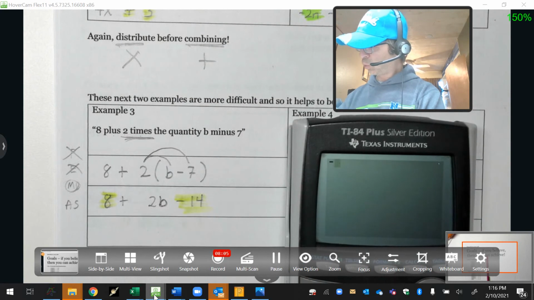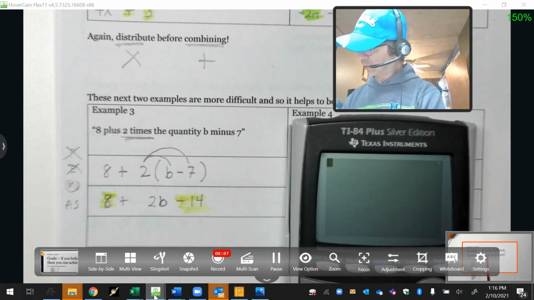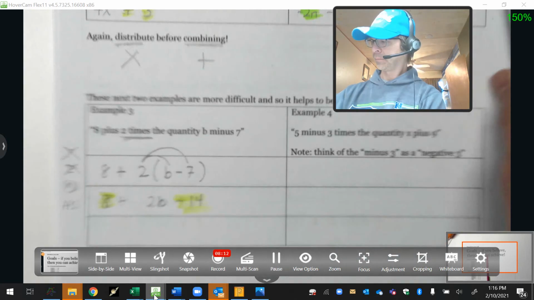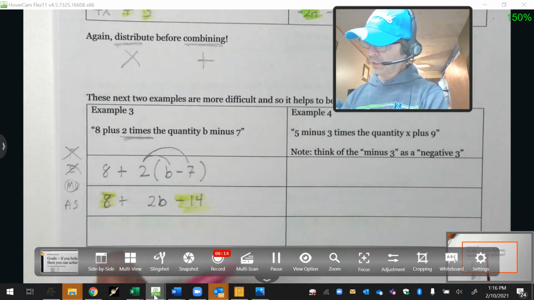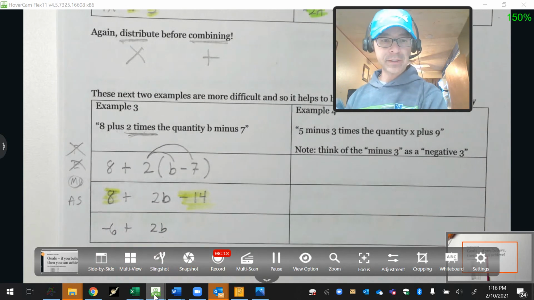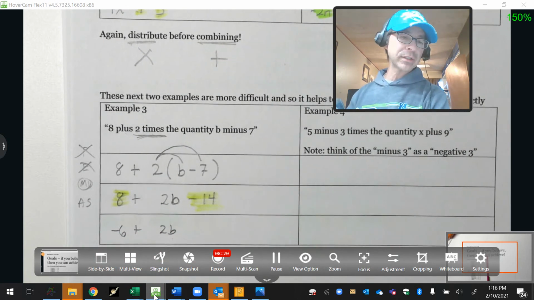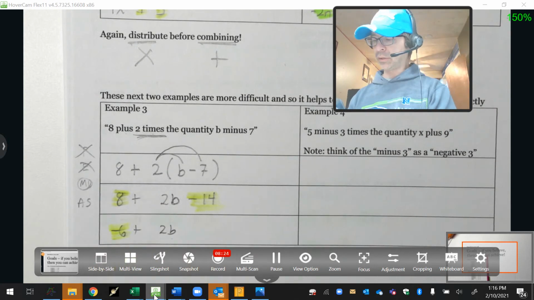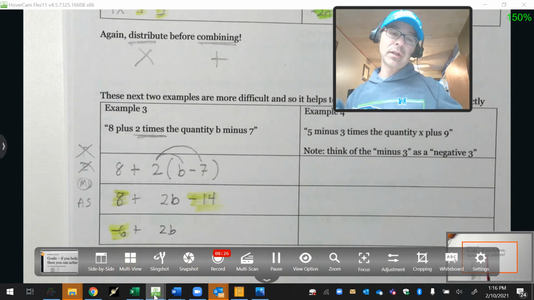Negative, oops, positive 8 plus negative 14. Bam! Makes a negative 6. So these two, when I combine them, I get a negative 6 plus 2b. Okay? I think that's how I wrote the answer on the example sheet or the worksheet.